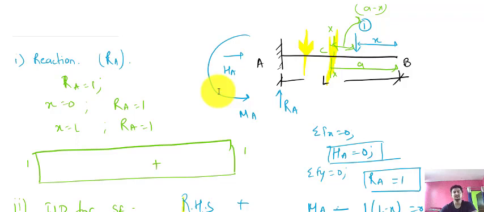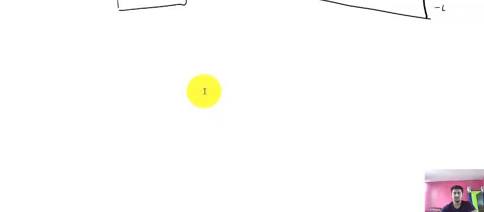So these are the methods that we adopted for making the influence line diagram. Now in another lecture I will be telling you how to directly make the influence line diagram for all the cases, how we can make influence line diagram in a simpler manner.